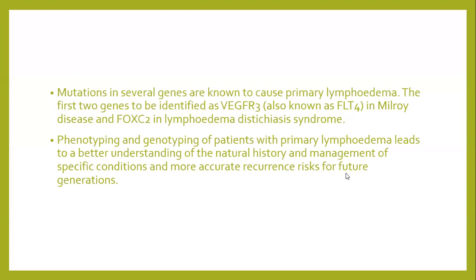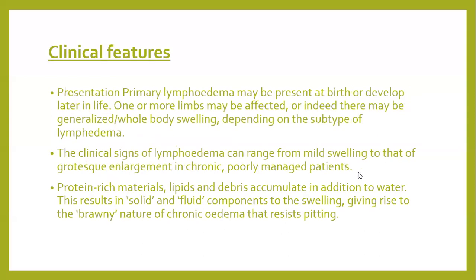Mutations in several genes are known to cause primary lymphedema. The first 2 genes to be identified are vascular endothelial growth factor R3, also known as FLT4, in Milroy's disease, and FOXC2 in lymphedema distichiasis syndrome. The phenotype and genotype of patients with primary lymphedema lead to a better understanding of the natural history and management of specific conditions and a more accurate recurrence risk for further generations.